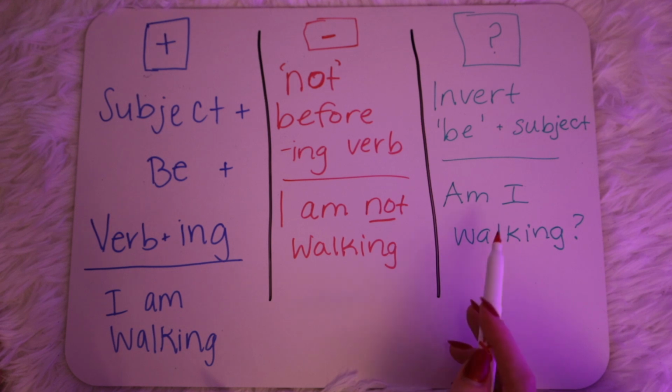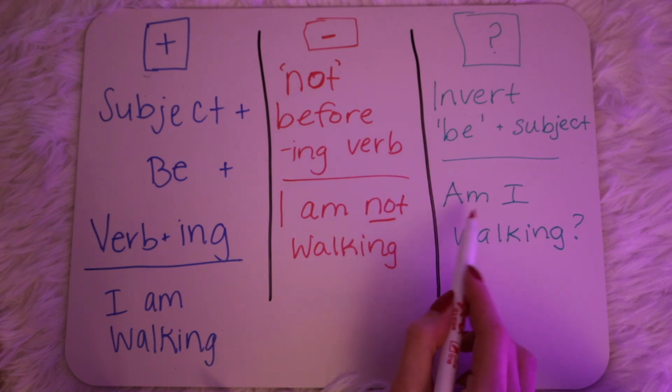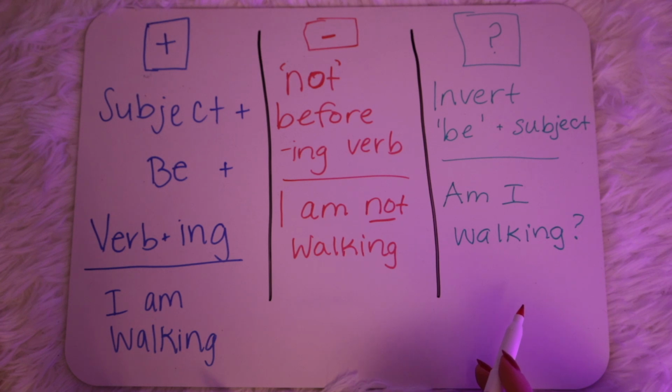Subject. We instead of I. What would you say for this question? Are we walking? Are we walking? Great job. What about for the pronoun he? Is he walking? Is he walking? That is our question.